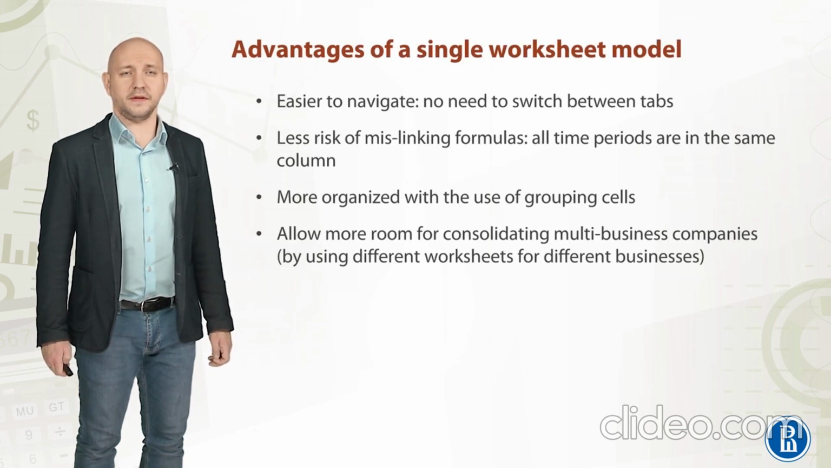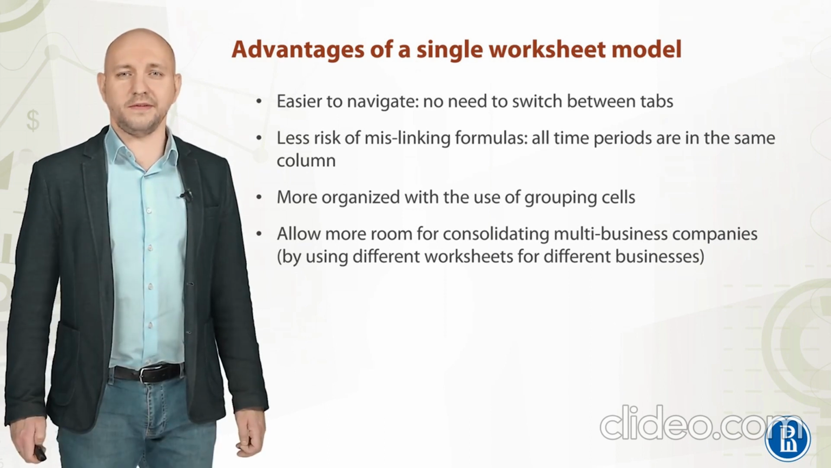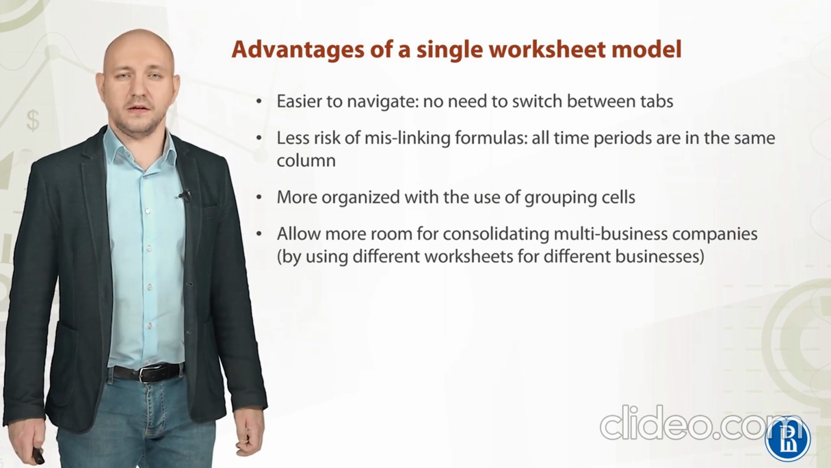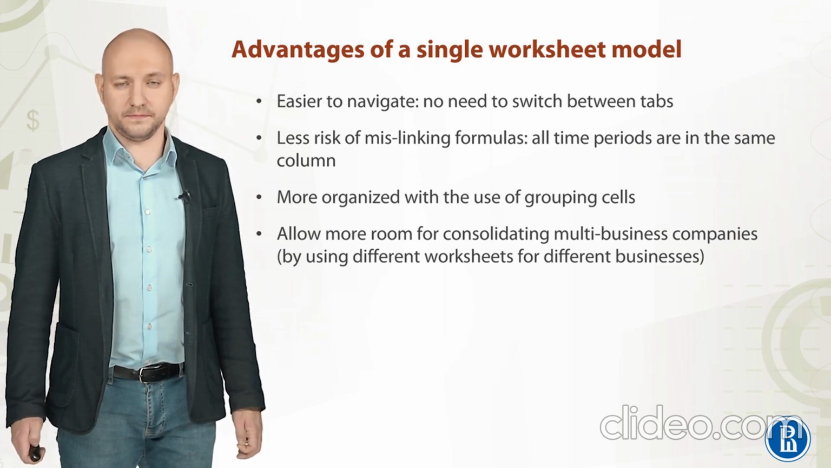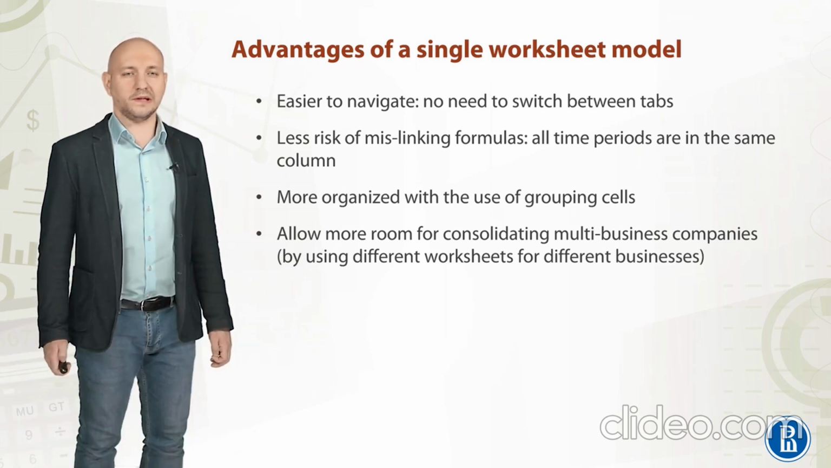So what are the advantages of a single worksheet model? It's easier to navigate. There is no need to switch between tabs. There is less risk of mislinking formulas. All time periods are in the same column. Also, data is more organized with the use of grouping cells. This kind of modeling allows more room for consolidating multi-business companies because, for instance, you can use other worksheets, other tabs for different businesses.